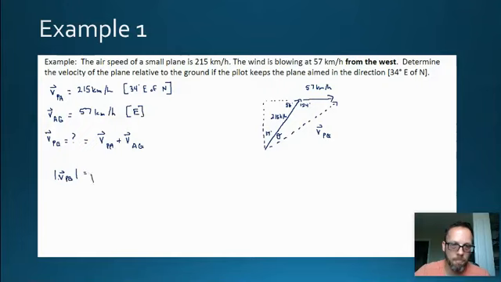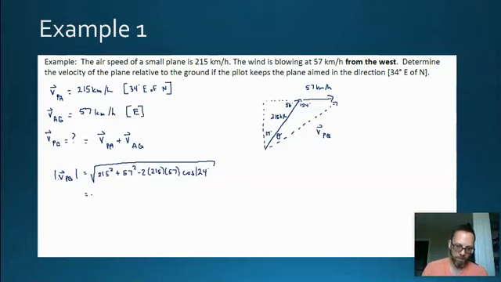So we'll set up the cosine law. It'll be the big root of 215 squared plus 57 squared minus 2 times 215 times 57 times the cosine of 124. So let's give that a go, see what we get. 215 squared plus 57 squared minus 2 times 215 times 57 times the cosine of 124, big square root. So about 251 kilometers per hour.